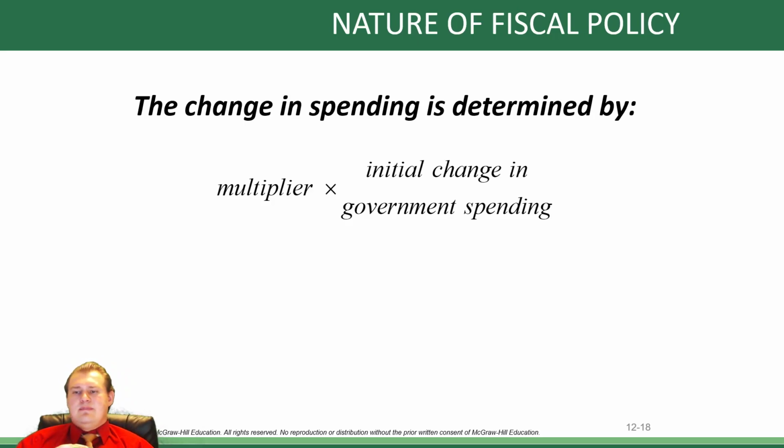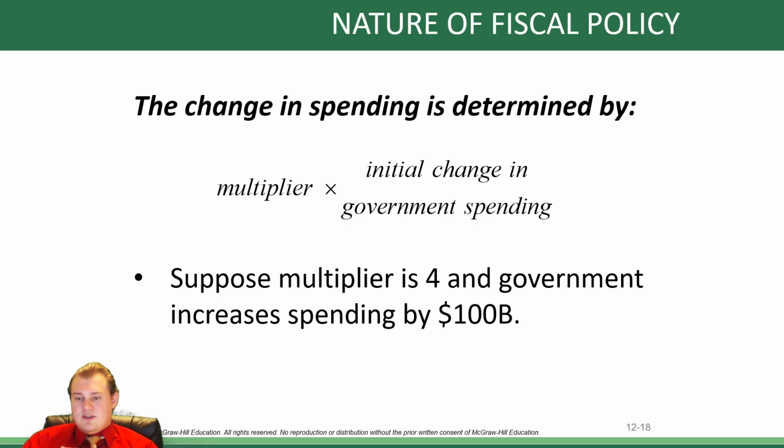The change in spending is determined by the multiplier times the initial change in government spending. So that's all you do. So if you find out what the multiplier is, say it's 5, and the initial change in government spending is 100 billion, then 500 billion will be what happens overall. Let's say the initial change in government spending is 50 billion, and the multiplier is 3. Well, then you'd end up with 150 billion as it goes through all the cycles. So you have the initial plus all the cycles. That ends up being together, okay?